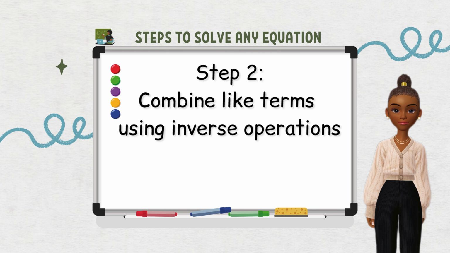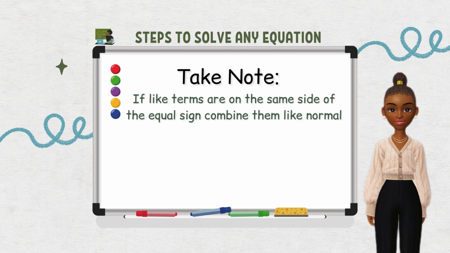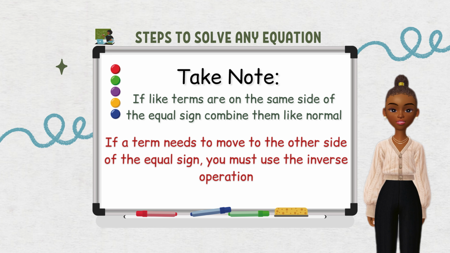operation. Now I'm going to repeat myself because this is where most people go wrong. Take note. If like terms are on the same side of the equal sign, so if they're all on the left side of the equal sign, you can combine them like normal. Watch our combining like terms that we have here on Mathora. But if a term needs to move to the other side of the equal sign, so if it needs to go from the left side to the right side, you must use the inverse operation. This is how we start isolating the variable.